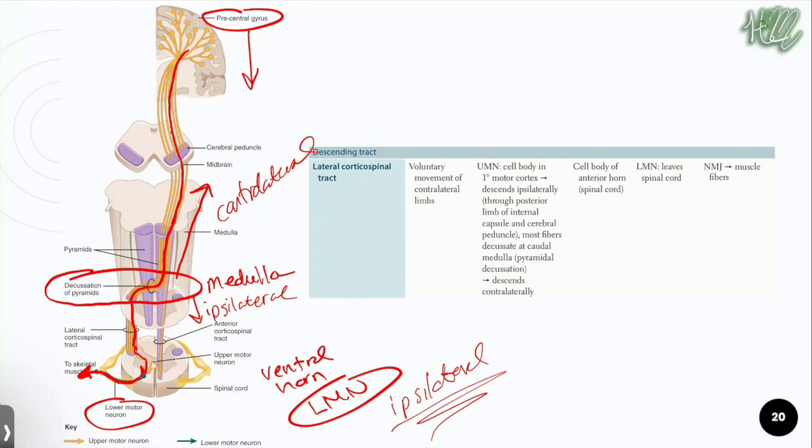And this transition in the spinal cord is what tells you whether this is an upper motor neuron or a lower motor neuron. If it is at the ventral gray or after, it is a lower motor neuron. If it is anything before the ventral gray, it is an upper motor neuron.